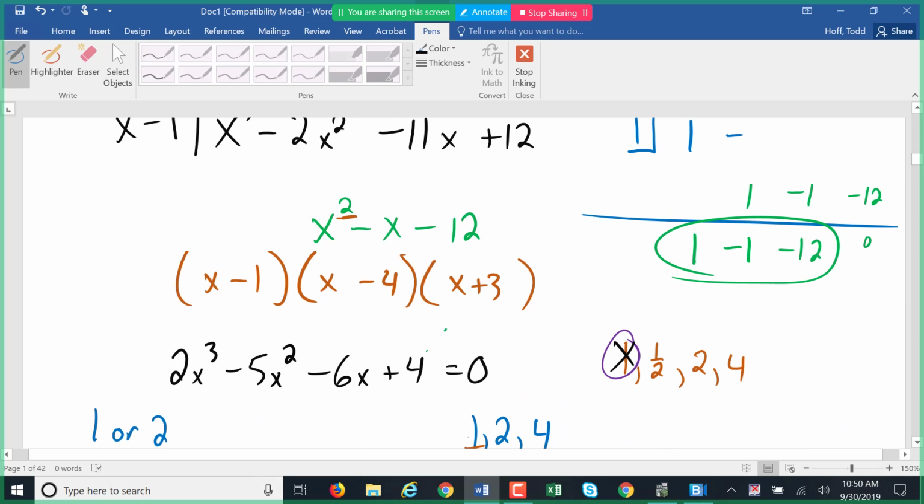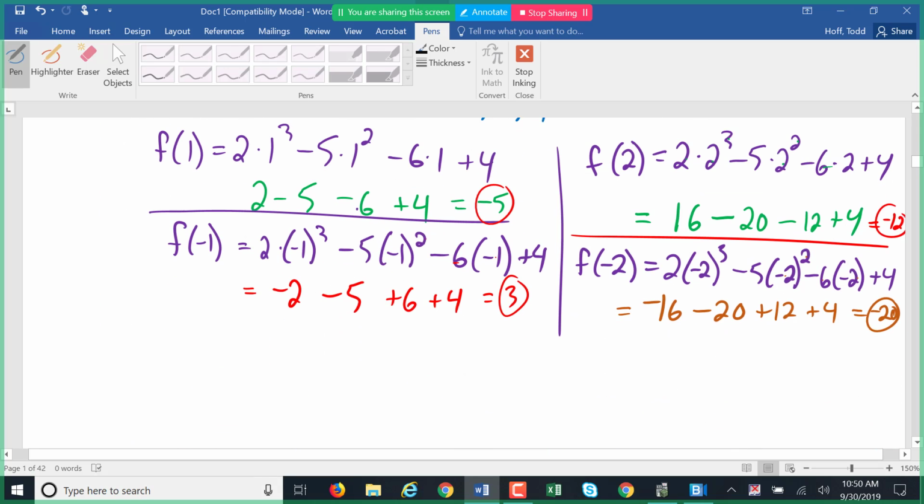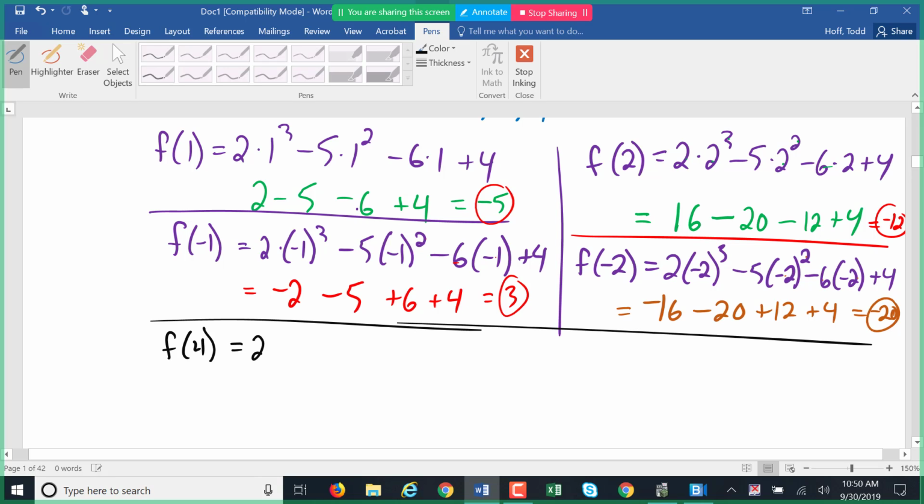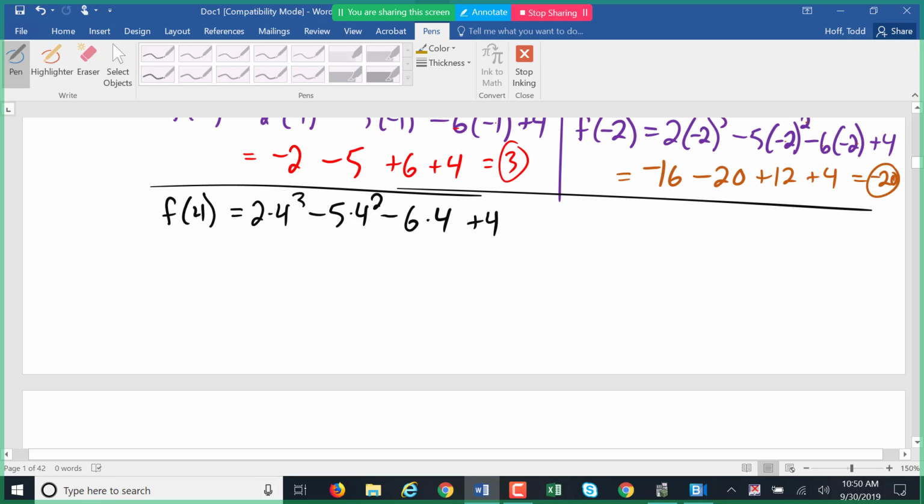So we're down to the 4 and the 1/2. Well, just because I'd rather not do the 1/2, let's try the 4. So f of 4 is 2 times 4 to the third minus 5 times 4 squared minus 6 times 4 plus 4. 4 to the third is 64 times 2 is 128. 4 squared is 16 times negative 5 is negative 80. Negative 6 times 4 is negative 24 and plus 4. That comes out to be a negative 20. So that is not it.